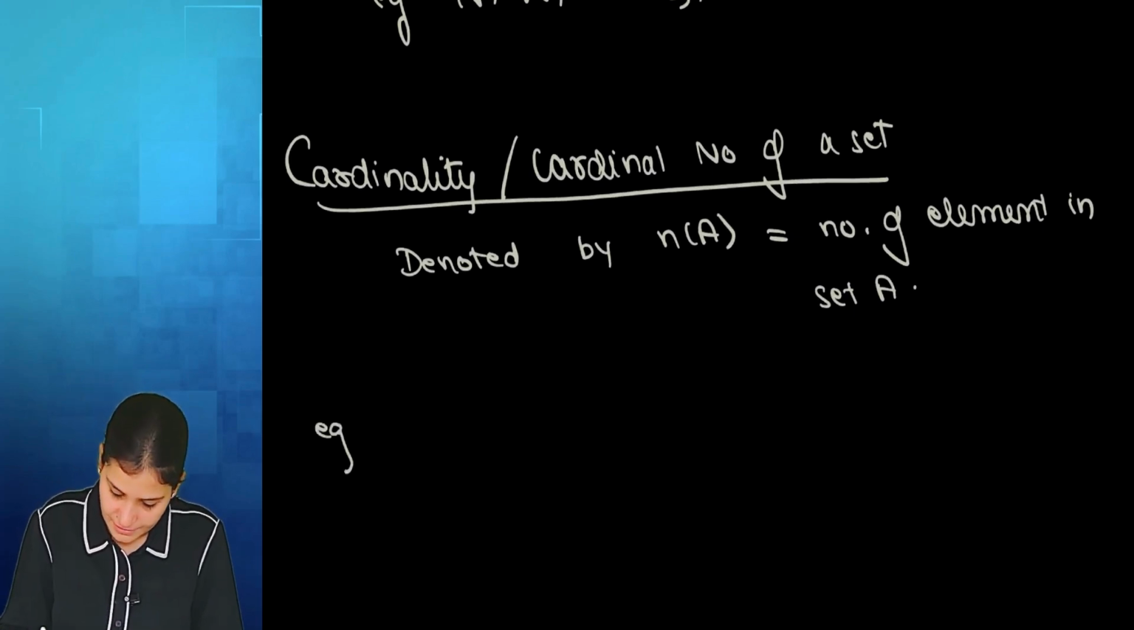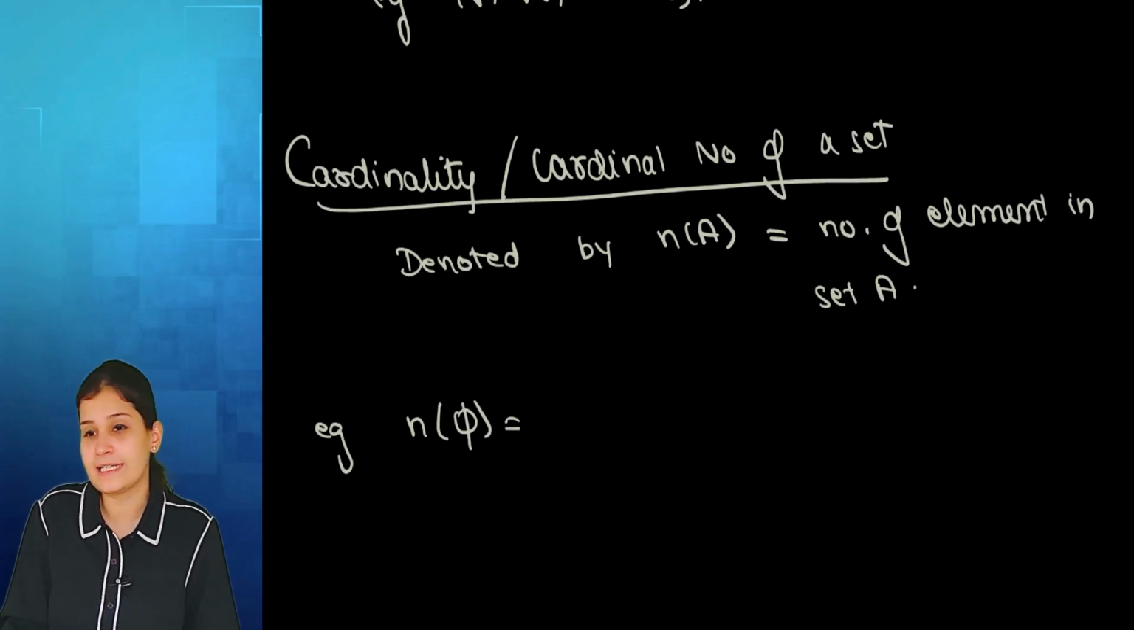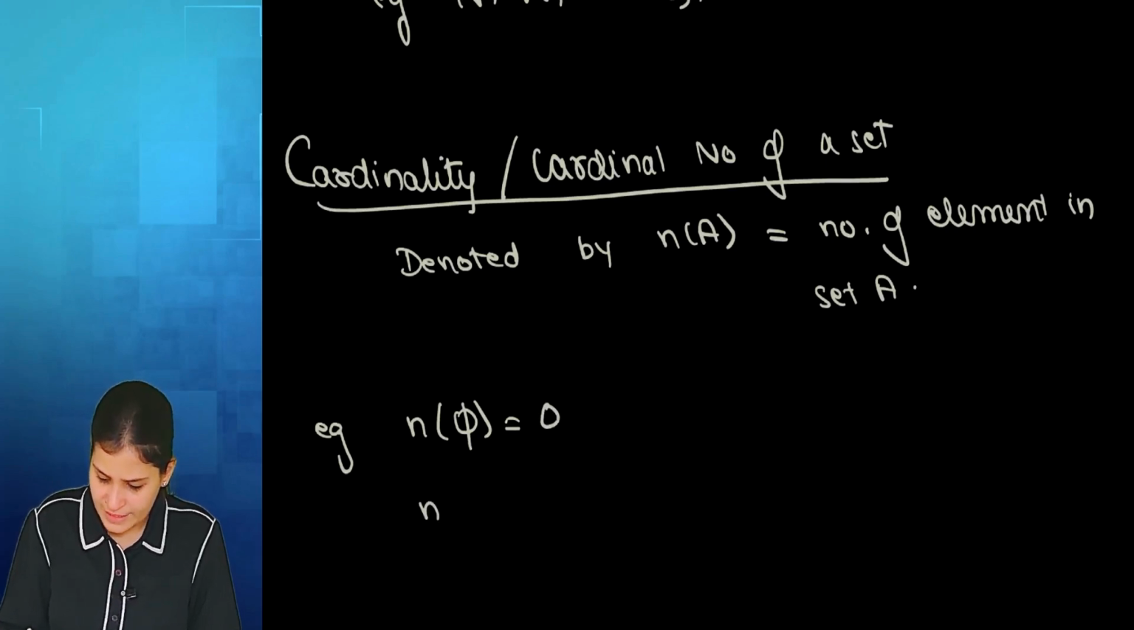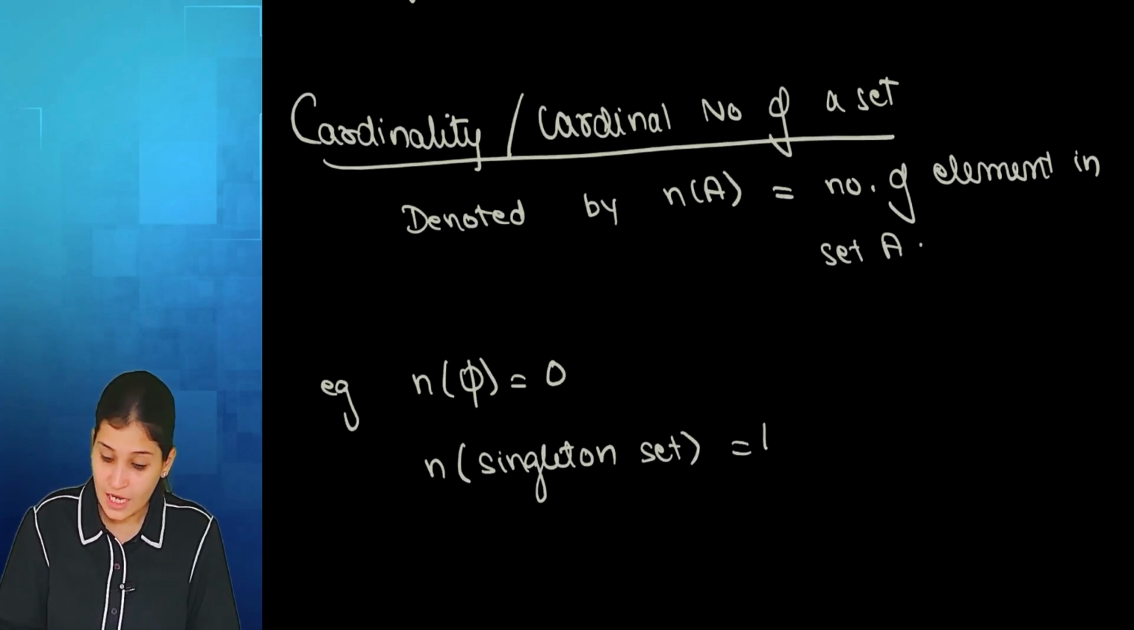For example, what will be the cardinality of a null set? How many elements are there in a null set? 0. Zero. No element. What is the cardinality of a singleton set? 1. Understood? Yes, ma'am.